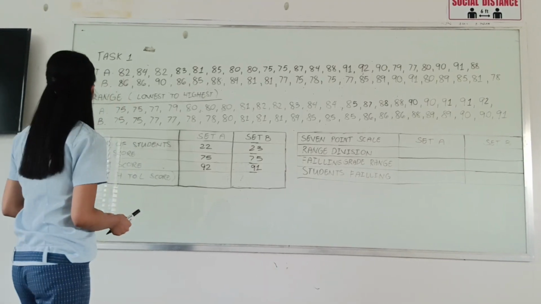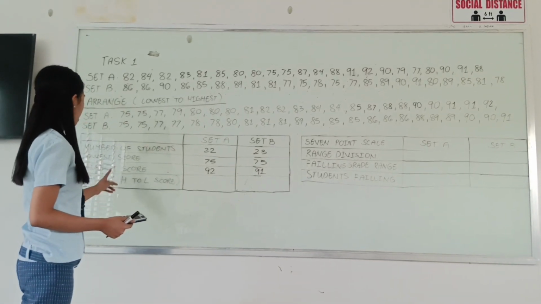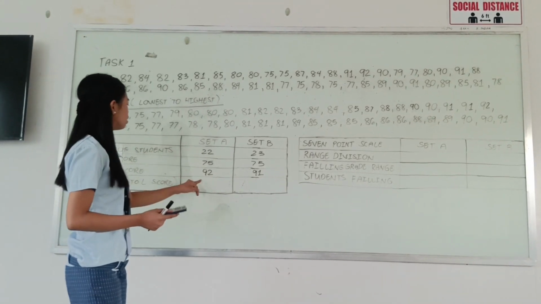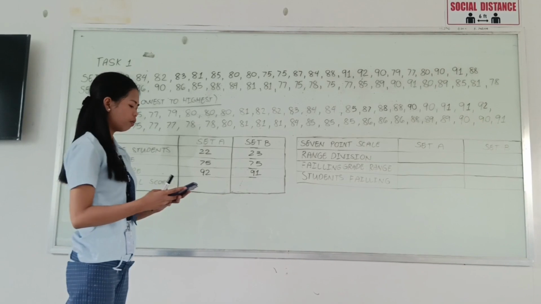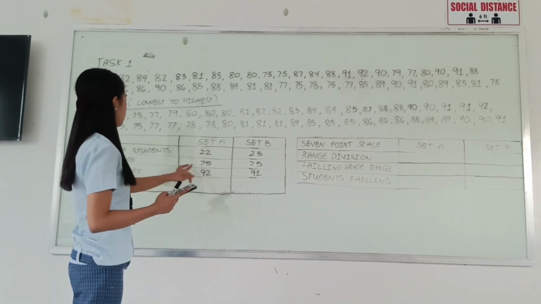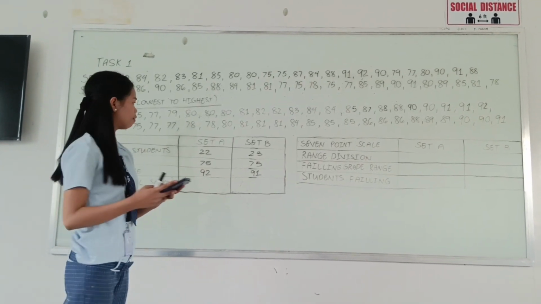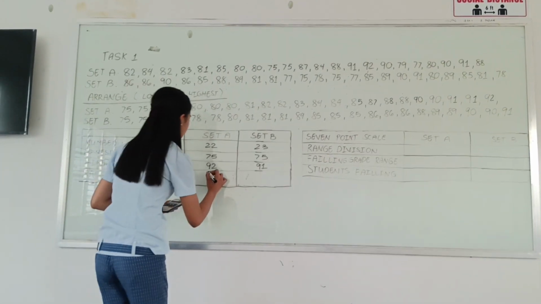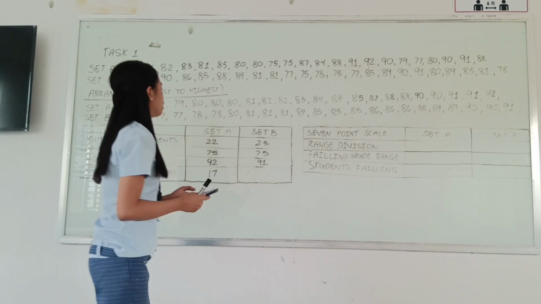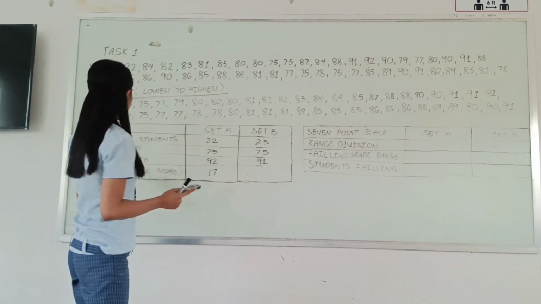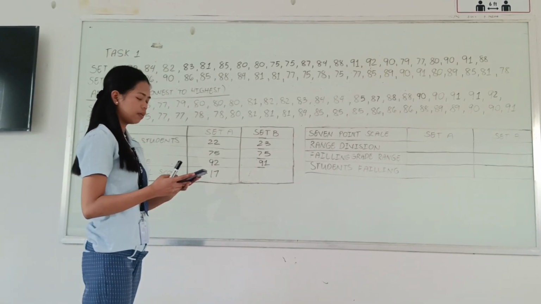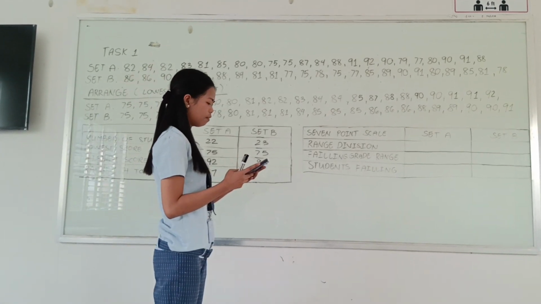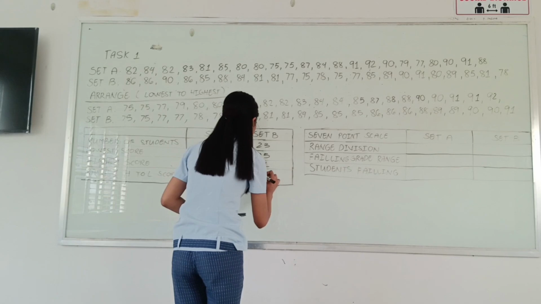To calculate the range, we subtract the lowest score from the highest score. Since 92 is our highest score, we subtract 75, the lowest score, from it in set A. So we have 17. In set B, our highest score is 91, then we subtract the lowest score, which is 75. So we have 16.